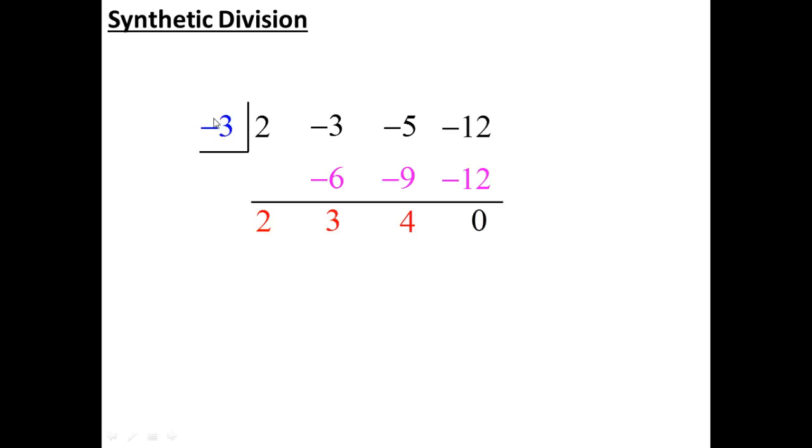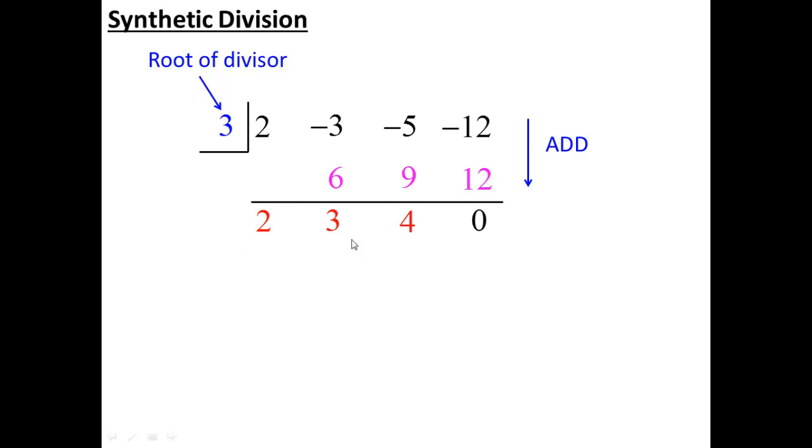If I change this to a positive 3 and also change all these numbers to positive numbers, then instead of subtracting to get the bottom row, I can simply add. Again, 3 was the root of the divisor, and I can add straight down to get from my original function to my new function.